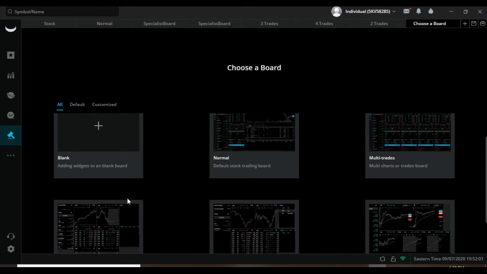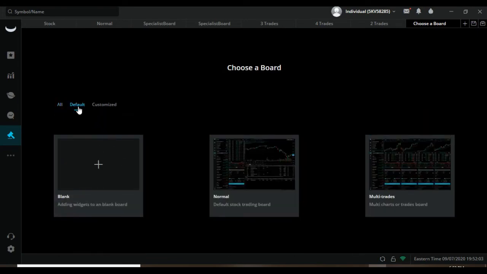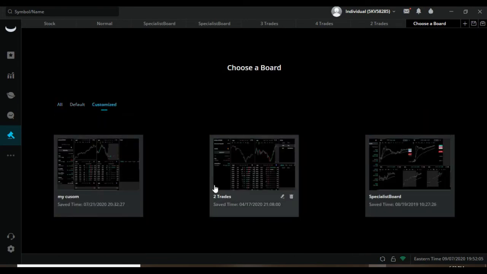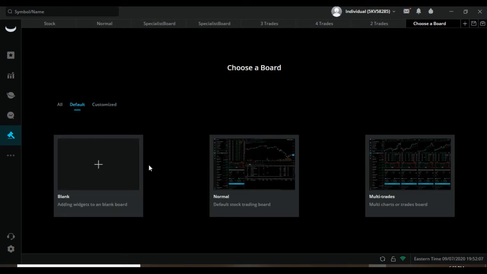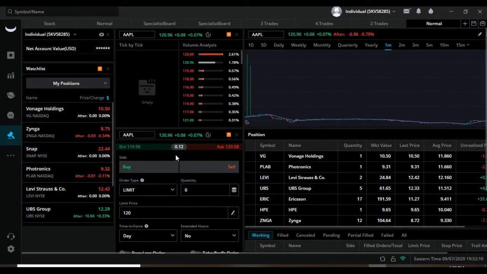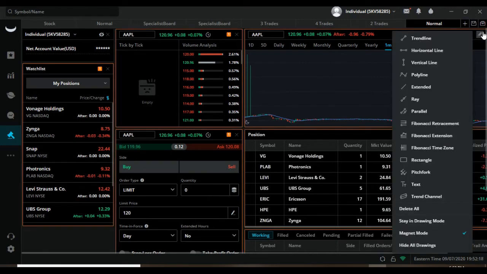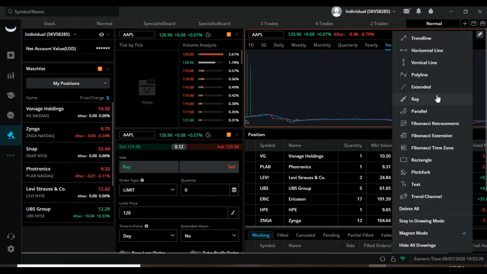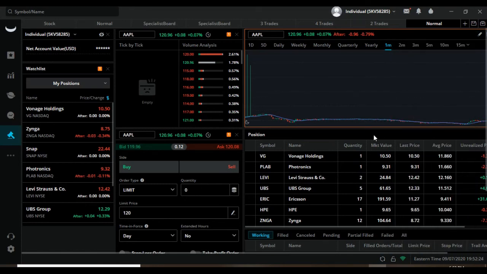So you can pretty much just go here, choose a customized one. You can go over to the default, choose a normal board, however you want to do it. You just have to play around with it to customize it however you want to set that up. Let's see here. From a drawing standpoint, these are the indicators I already talked about. You can do your trend lines, all that stuff. I mean, you guys should pretty much be familiar with trend lines.